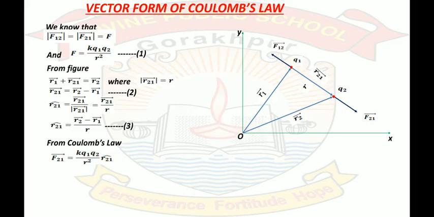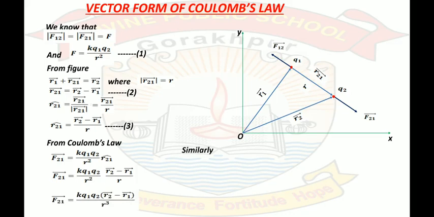Now I'll put the value of r21 vector. We are going to have f21 vector is equal to kq1 q2 by r square times r2 vector minus r1 vector upon r, or if we multiply r square and r in the denominator, we are going to have kq1 q2 in bracket r2 vector minus r1 vector upon r cube. Let this be equation number 4. Now this is called vector form of Coulomb's law.